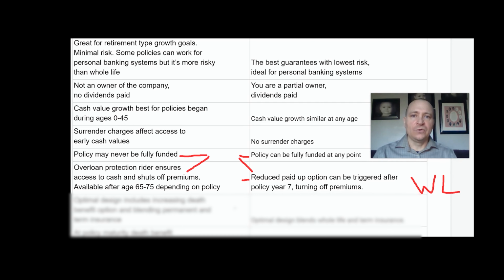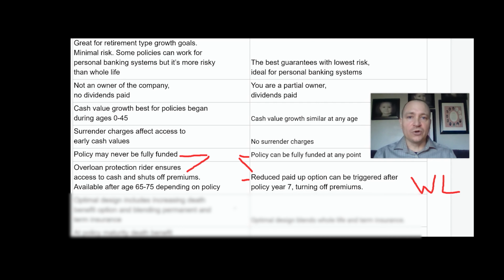After year 7, though, you can really turn it into a reduced paid up at any time. And what that does is it just tells the company, hey, we're done making premium payments. However much my cash value is right now is going to be however much my death benefit is worth. What they do is they say, okay, we're going to turn it into a reduced paid up.